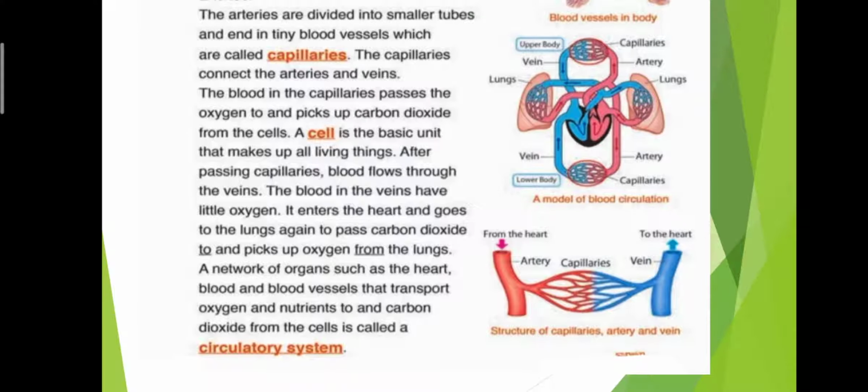The arteries are divided into smaller tubes and end in tiny blood vessels which are called capillaries. The capillaries connect the arteries and veins. The blood in the capillaries passes the oxygen and picks up carbon dioxide from the cells. A cell is the basic unit that makes up all living things.